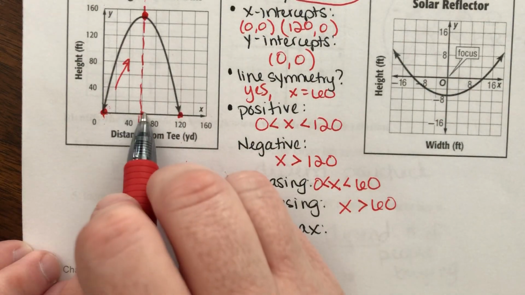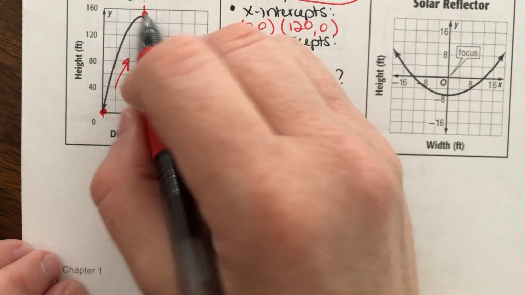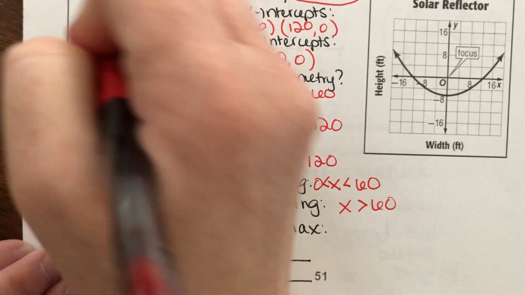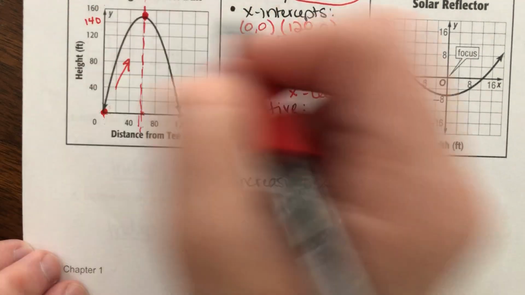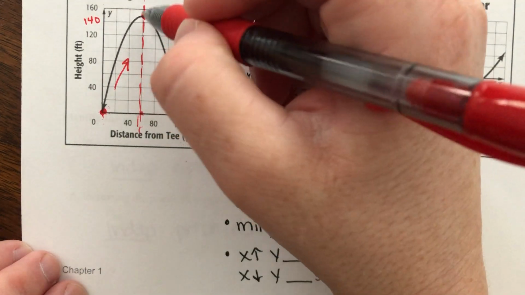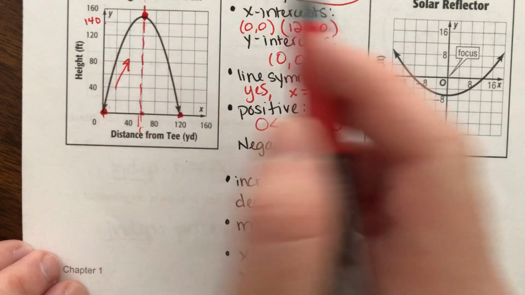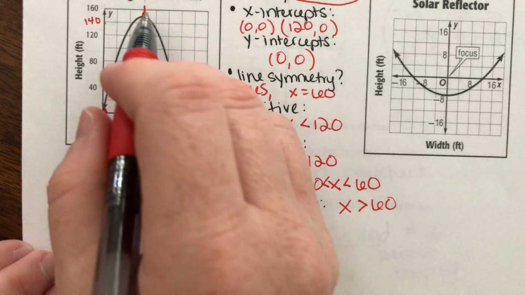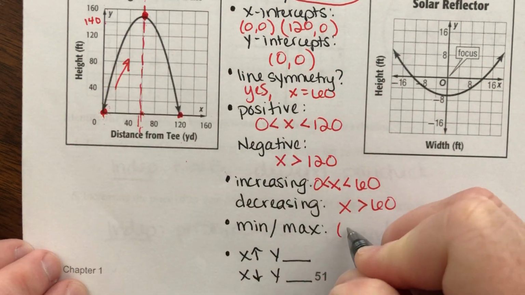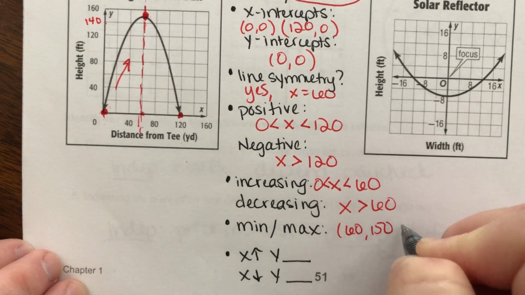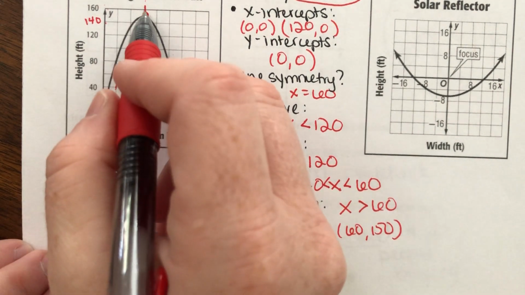Well, it looks like it's over 60 and up. If this number is 140, then this would be about 150, I would say. It's halfway in between these two lines. This line's 140, this is 160, so we'll say about 150. So over 60, up 150. 60, 150. And that's the highest point we got to.